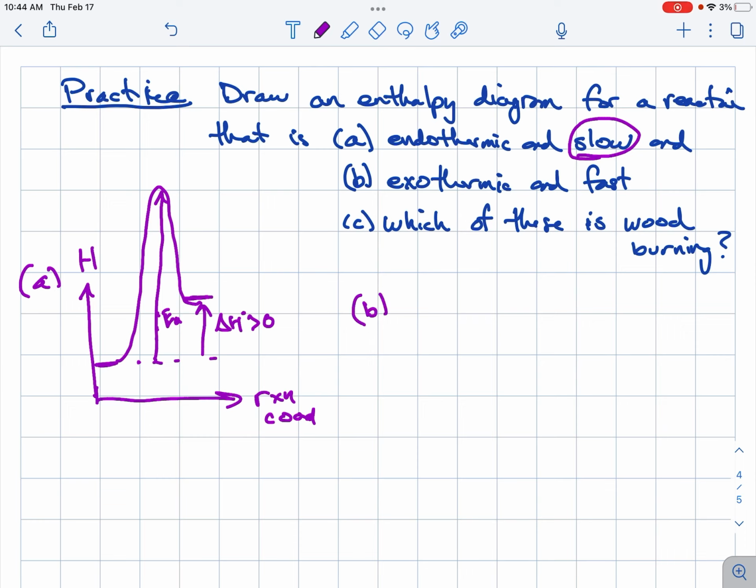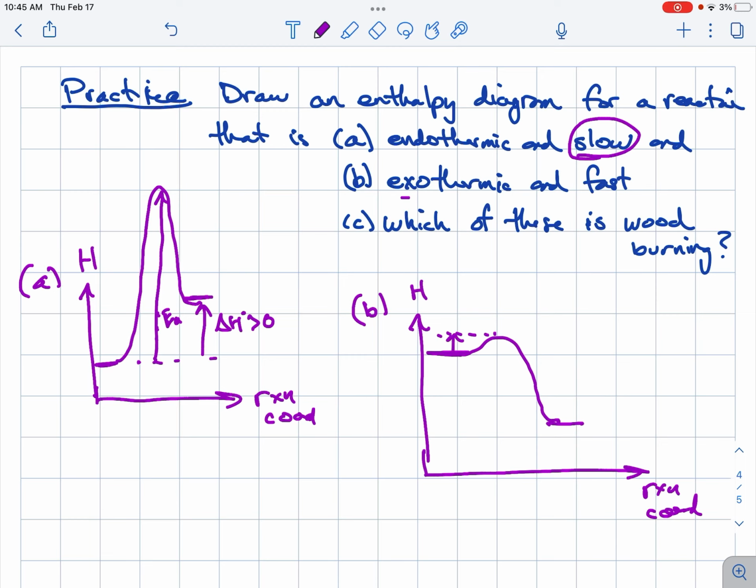All right, and then part B. Oh, I just realized part C doesn't make any sense. I'm sorry. If you were stuck on part C, just ignore me because none of these correspond to wood burning. I'll go over wood burning real fast. Okay, exothermic. So we're going to have reactants up here. We're going to have products down here, and it's going to be fast. So we're going to have a small activation energy. All right, so your activation energy, that's our E sub A. It's really small. All right, and you have a big delta H that's negative.